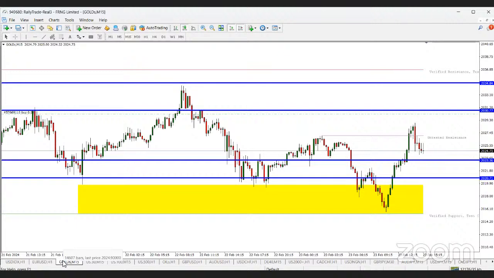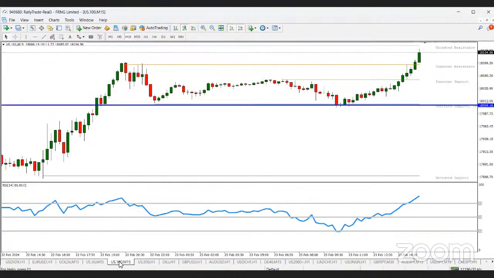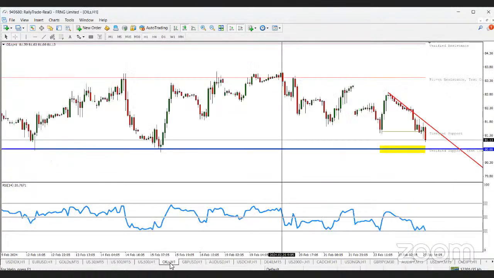Gold also, we said we can look out for a buy if it closes above 2030.70. We can buy to around 2034, right, on gold. US 30, we said it will be better if we buy US 30 from 39,080, because where it is, a new high, is overbought. Of course, there's a bullish trend, but it's too risky to buy from that zone. Then for US 100 also, we said it will be better if it retraces to 18,000, and then we can buy from there.